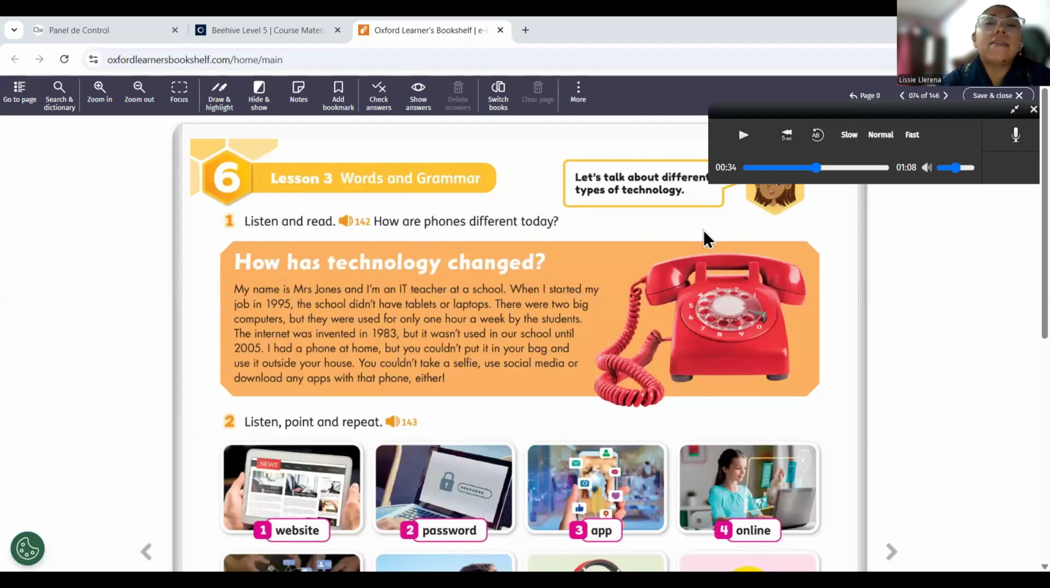All right, so we're going to start the class as this is going to be a real class. I will start by showing you the material that I'm going to be working with. So let me share my screen, please. As you may see here, this is the whole lesson that we are going to be working with. In this case, this is lesson number 3, words and grammar.